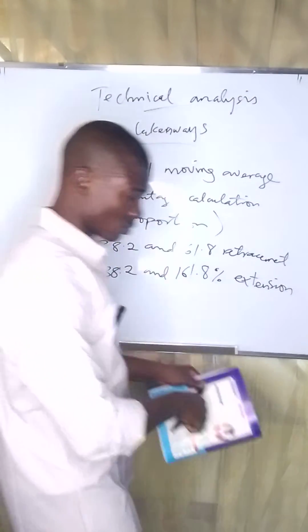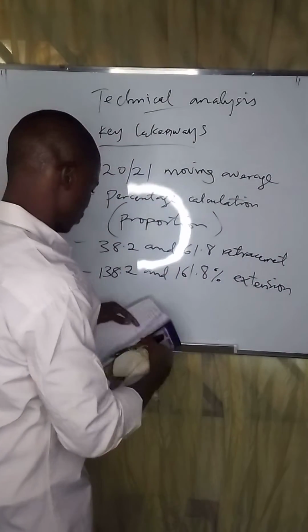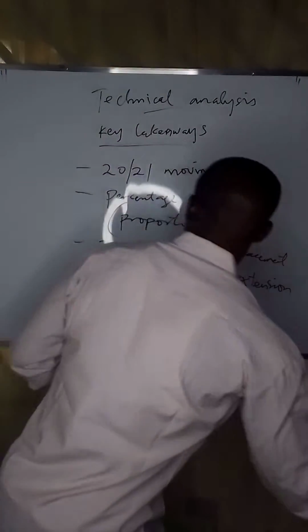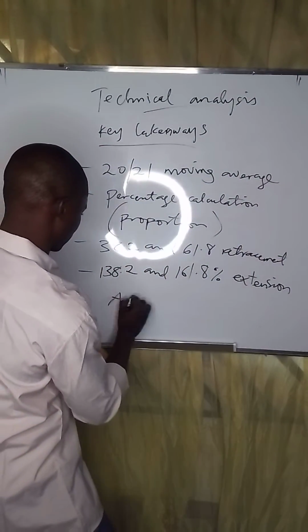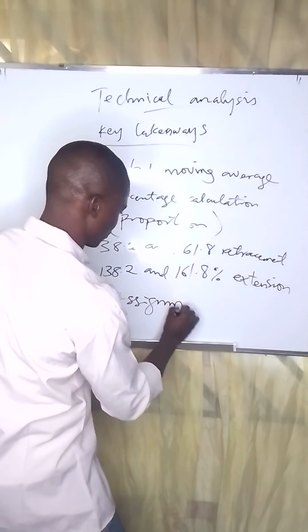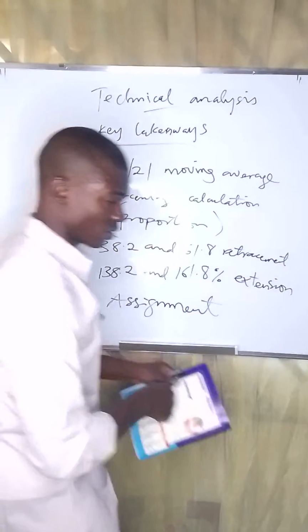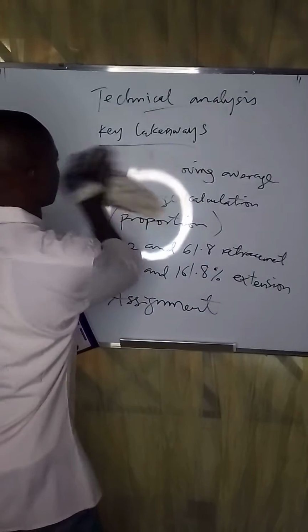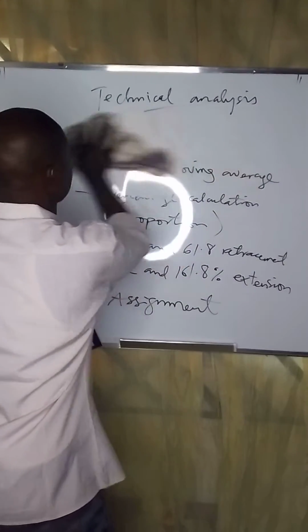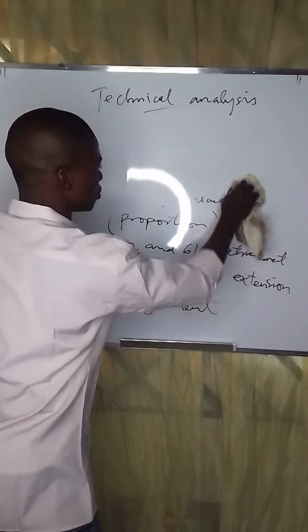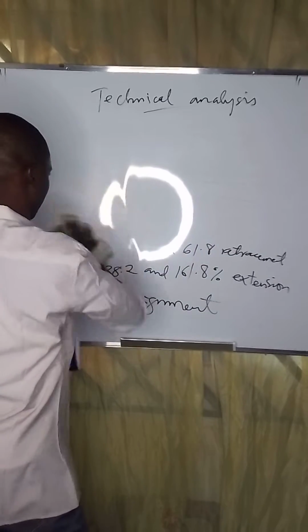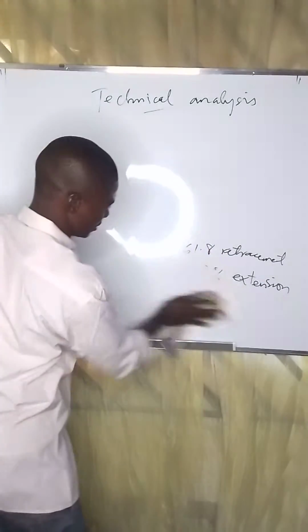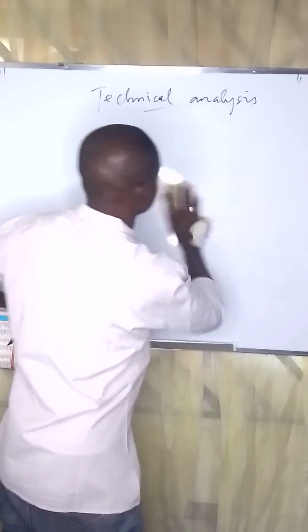If you've taken this down, let me clean it up. And after this, then we'll do the assignment. If you've taken this down, let's go. Let's proceed. Let's get down to chart analysis and disambiguate this ambiguity fast.